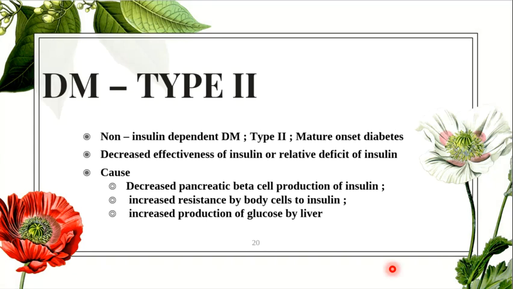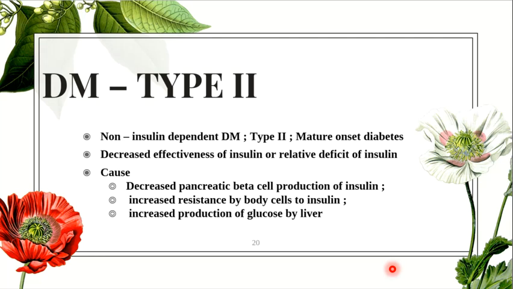Talking about diabetes mellitus type 2, it's called non-insulin dependent. So type 2 or maturity onset. Okay. So what I mean by that is, there is not a total deficiency of insulin here. Insulin is getting produced, but either it is not getting produced in enough quantity, or it is not acting where it is supposed to act. Okay, the receptors have decreased, something has gone wrong. Okay, there is a decreased effectiveness of insulin or relative deficit of insulin.